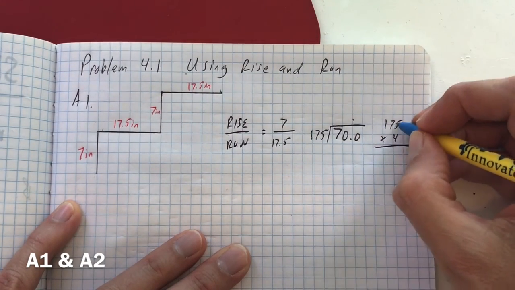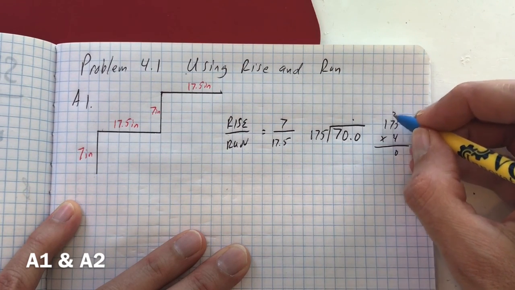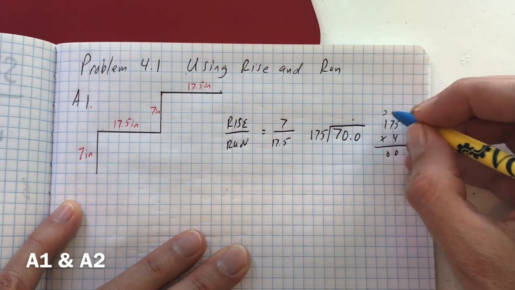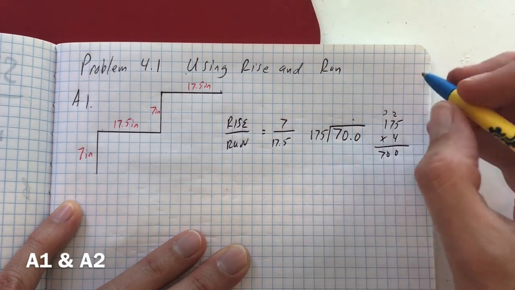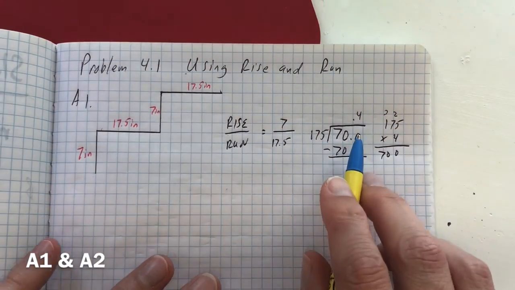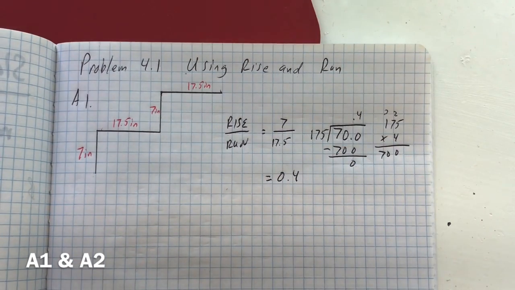Let's check that out. So 175 times 4. 4 times 5 is going to be 20. 4 times 7 is 28, plus 2 is going to be 30. And 4 times 1 is 4, plus 3 is 7. And look at that. Nice. We have a 4 here. 700 minus 700 is going to be 0. So what that tells us is the ratio in this case is a 0.4 ratio.